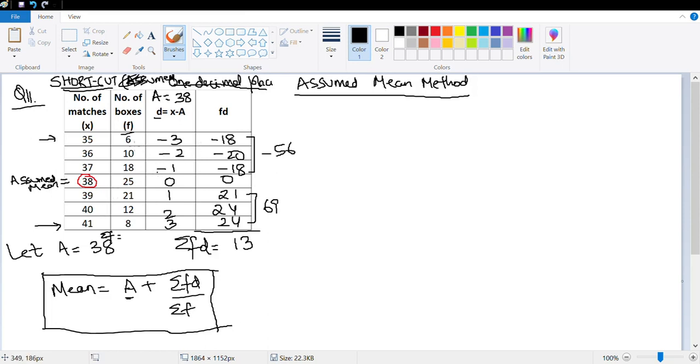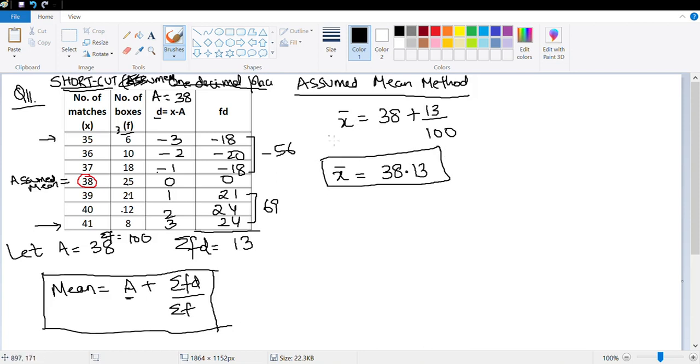Let's check if we've taken it correct. Perfect. So mean will be calculated as assumed mean, in this case 38, plus summation fd, that's 13, upon summation f, that's 100. So this will be 38.13. So that's my mean. Slightly easier calculation compared to had we multiplied x and f. That's why this method works.